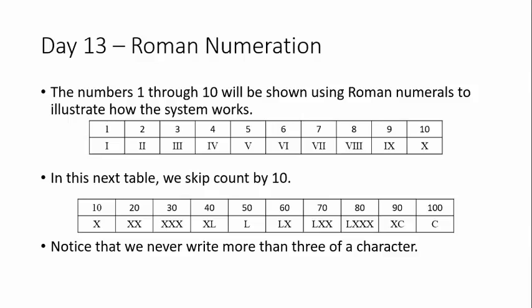In this next table, we skip count by 10. So I have the Roman numerals for 10, 20, 30, etc. So you can see these, X, 2X, 3X's, then XL, L, LX, and so on. Take a minute and study these. Notice that we never write more than 3 of a character together.